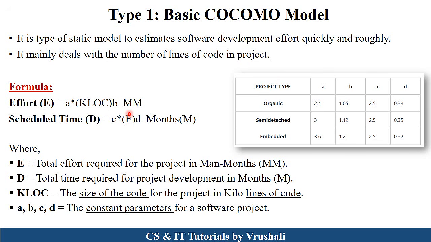See here in this table. Suppose your project is organic type, so their A, B, C, D values are pre-decided. These are constant and built-in values. You can directly use those values in the formulas. Suppose your project is embedded type, so you can use this type of A, B, C, D values, right? Now let's understand with a solved example.